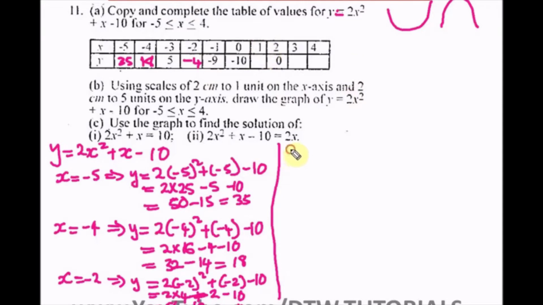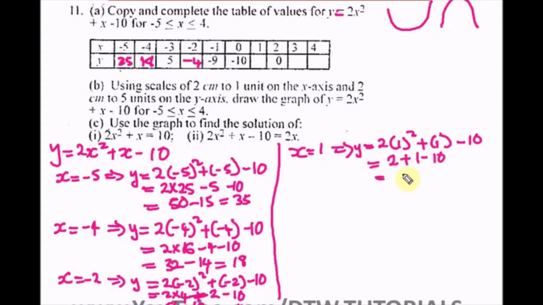1. Okay, so when x is equal to 1, what do we have? Our y will be equal to what? 2 bracket 1 squared, plus bracket 1, then minus what? 10. So what do we have here? 1 squared is still 1, so we have 2 plus 1 minus 10. Is that not it? That is 2 plus 1, and 2 plus 1 is 3, minus 10. And what's 3 minus 10? That will give us minus 7. So this would be minus 7.